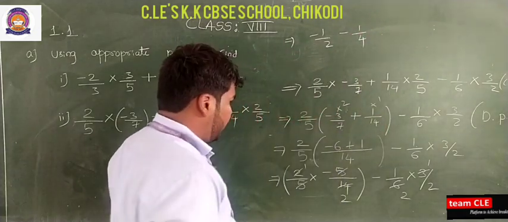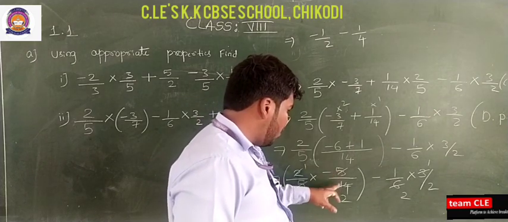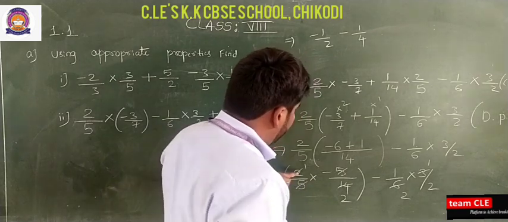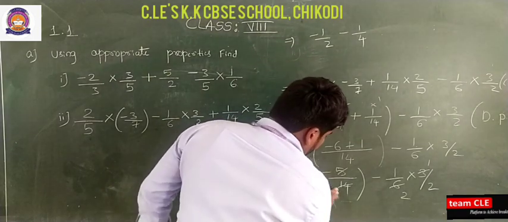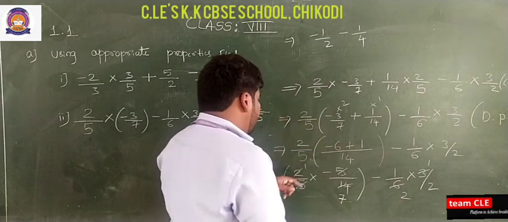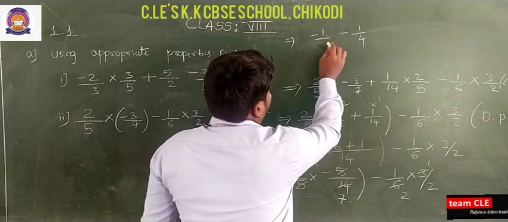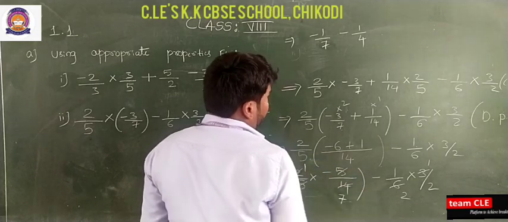Okay, so getting this as minus 1 by 4. So see here, first one 2 by 5 into minus of 5 by 14. So all this you are getting here. So after cancelling, this 5 gets cancelled. So again 2 1s are 2, 2 7s are 14. So getting minus 1 by 7, and this you are getting as minus 1 by 4.